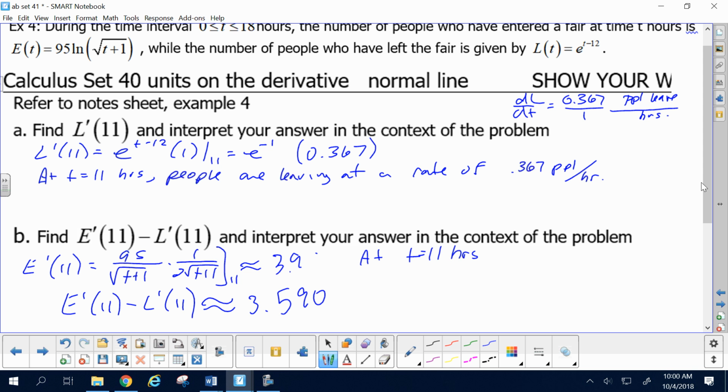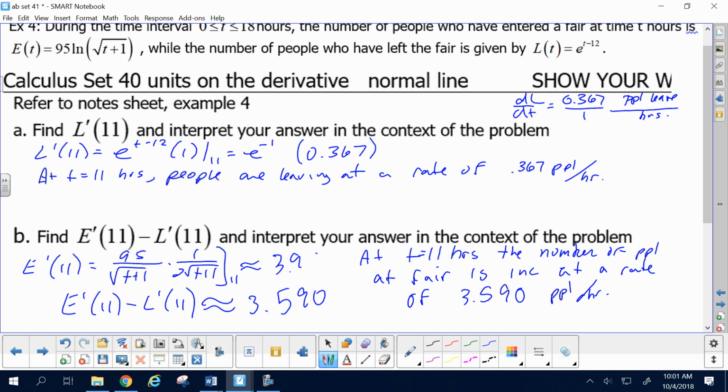So it's more like a net rate we're talking about. So talk to me about how to say this. At time equal 11 hours, you could say net, let's go with number of people. Complete this. The number of people at the fair, I think it's at a fair, is increasing at a rate of 3.590 people per hour. Now, I told you that I need for uniformity.